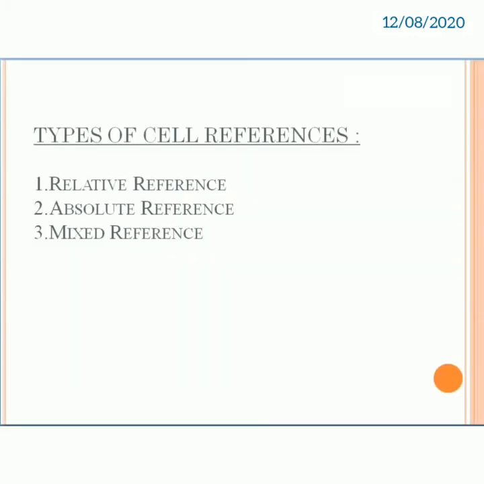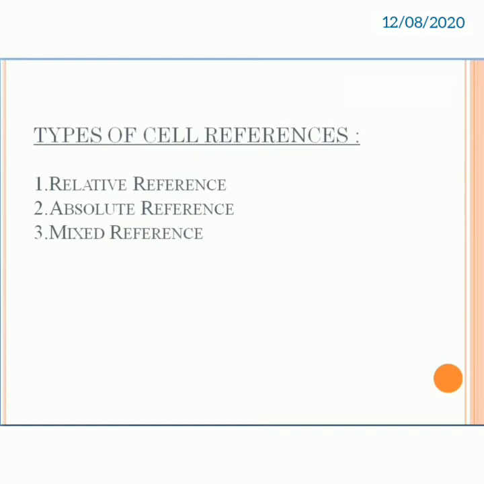Alright, now the third type of cell reference is known as mixed reference. Alright, now what is a mixed reference? Mixed reference is a combination of relative and absolute reference, and in this type of reference, either the row or the column has to remain fixed. Okay, I'm repeating again. Mixed reference is a combination of relative and absolute reference, and in this type of reference either row or column has to remain fixed.